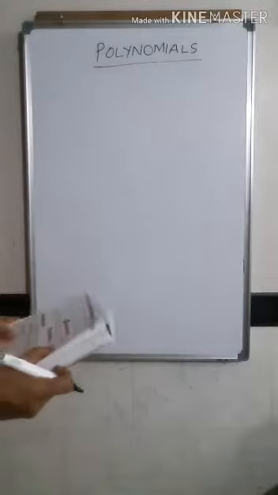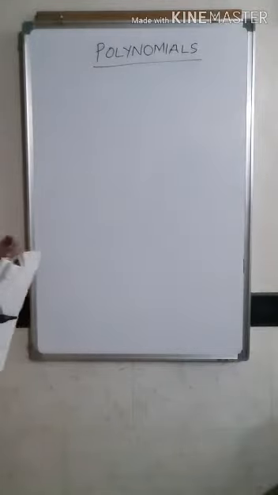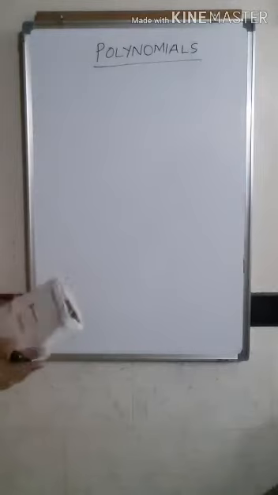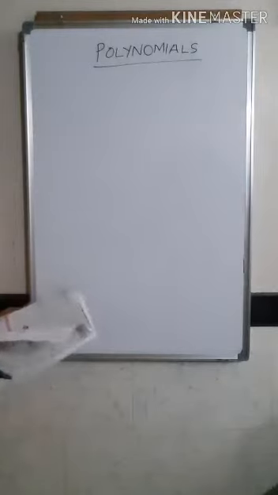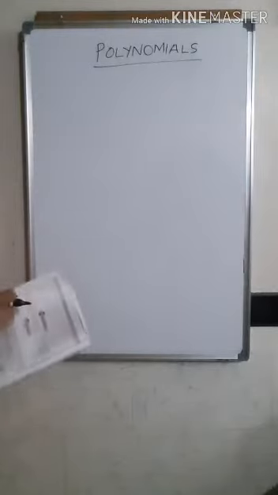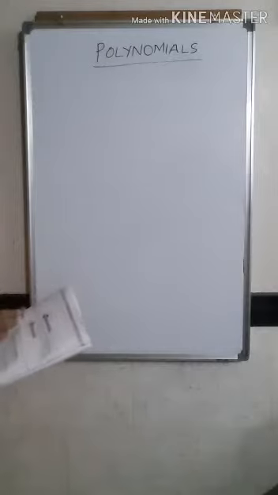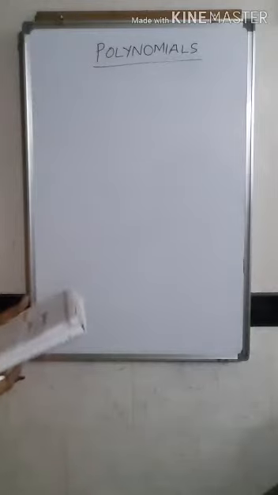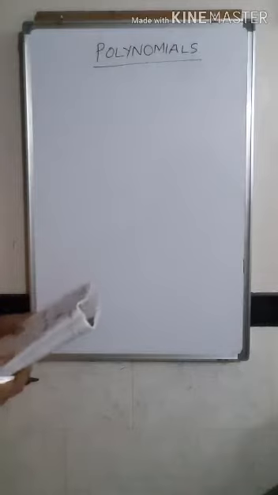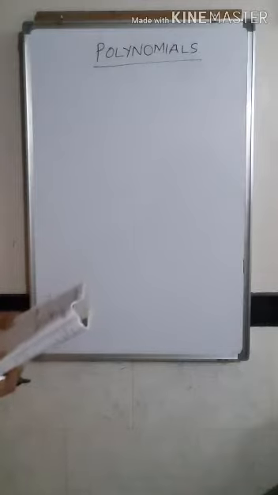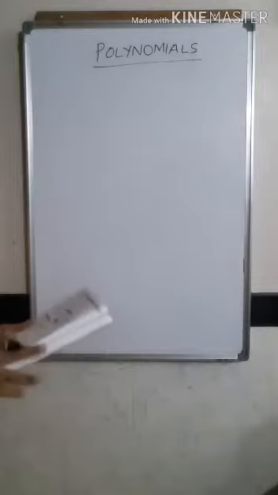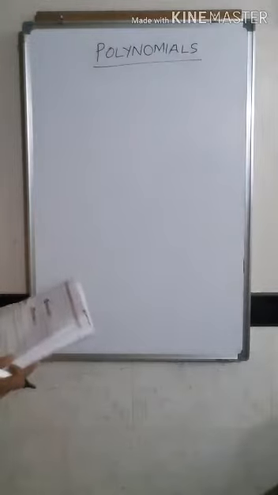Welcome students. In the last class we learned how to do synthetic division and linear division. The next concept that you are going to learn under polynomials is finding the value of the polynomial. To find the value of a polynomial for any given value of the variable, you have to put the value in place of the variable. Whatever value is given, that value has to be substituted and you have to find the value of the polynomial.